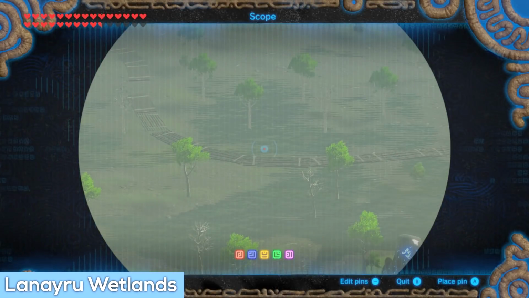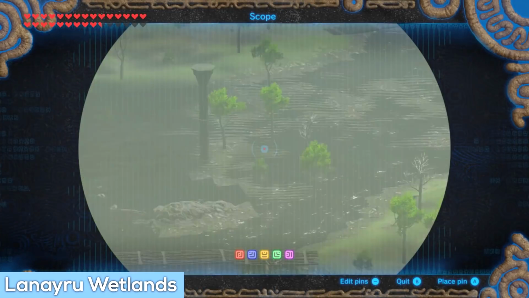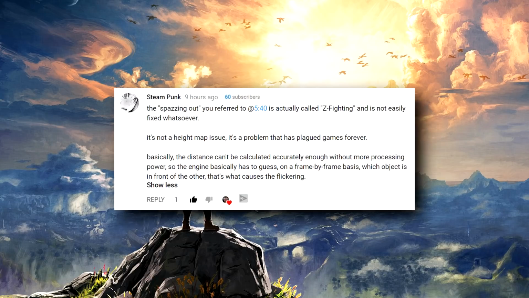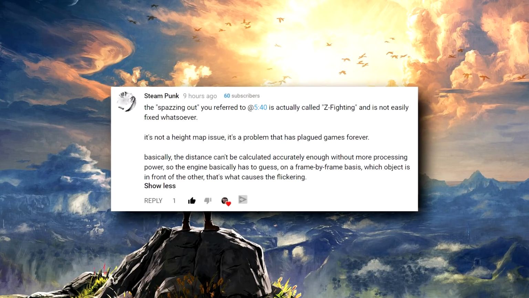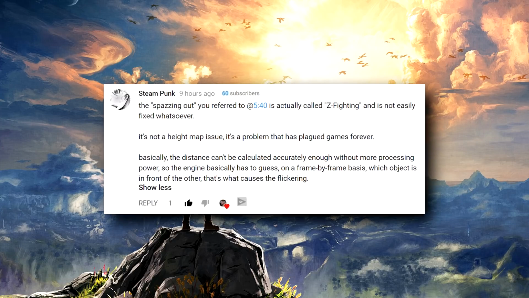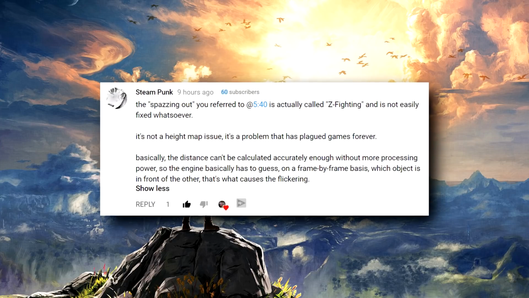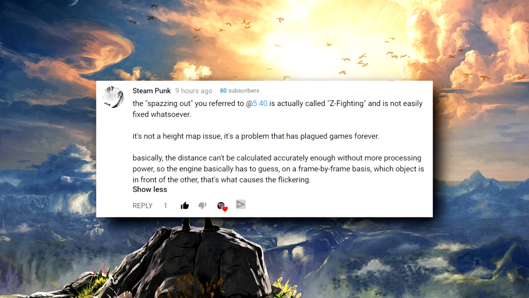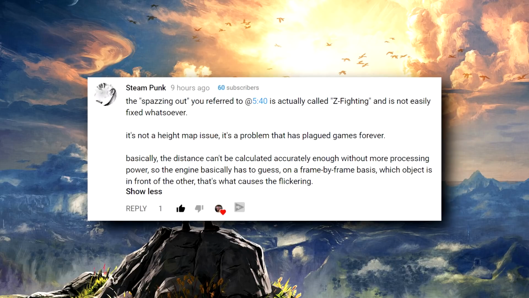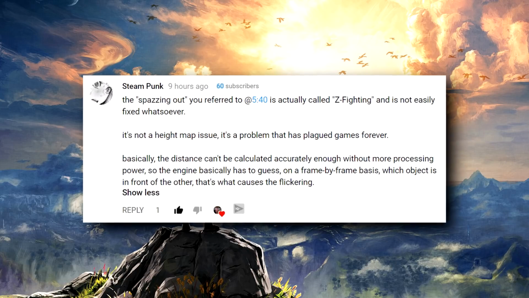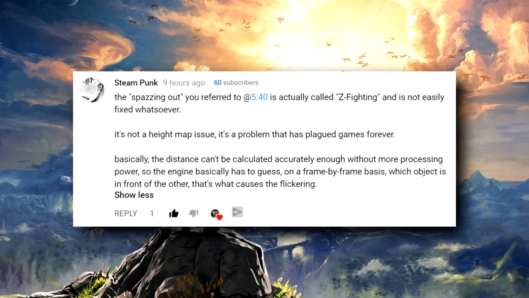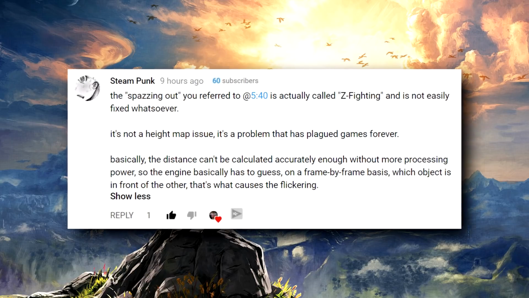Now, user Steampunk helped us out on this one. It is called Z-fighting. So he said that the spazzing out you referred to is actually called Z-fighting and is not easily fixed whatsoever. It's not a height map issue. It's a problem that has plagued games forever. Basically, the distance can't be calculated accurately enough with more processing power, so the engine basically has to guess on a frame by frame basis which object is in front of the other. That's what causes the flickering.